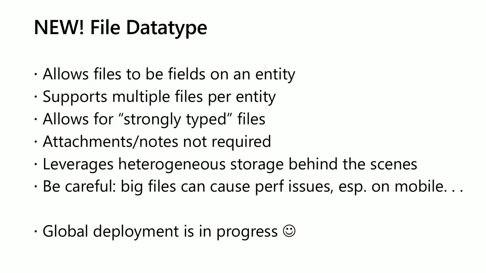The other thing that we're introducing is our new file data type. This allows files to be configured as fields directly on an entity. We support multiple files per entity, and this allows you to have what I call strongly typed files, right? We've had attachments and notes in the platform for many, many years, but it was super confusing sometimes when you had this attachment that served this purpose and this attachment would serve another purpose. This is a much more straightforward way of enabling those scenarios. Behind the scenes, we leverage our heterogeneous storage, and these assets go into blob, so they count as file storage rather than database storage. And also, once again, please be careful. Big files can cause performance issues on mobile.